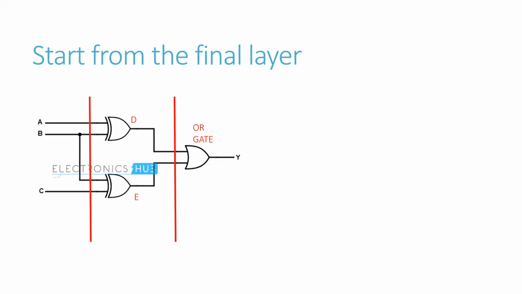Starting from the final layer, we're going to replace each letter with the expression that is equivalent to that letter. So our final letter is Y. So Y is the output of an OR gate, and the inputs to the OR gate are D and E. So Y is D or E. I expect you know what I'm going to do next. I'm going to replace D and then E with their equivalent expression.